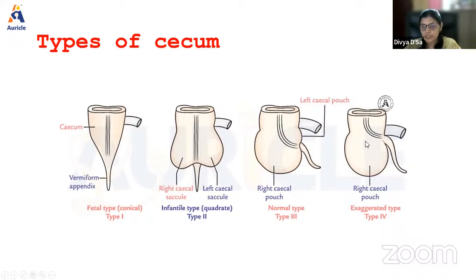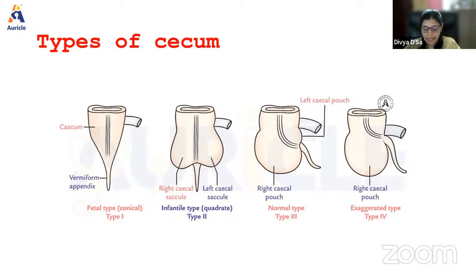Then we have the fourth type, that is the exaggerated type, where the right cecal pouch is very large. Here we see the right is very large, whereas the left is almost not there, so only the right side we see. The appendix will be shifted closer to the ileocecal junction. This we see in about 4 to 5% of the population.